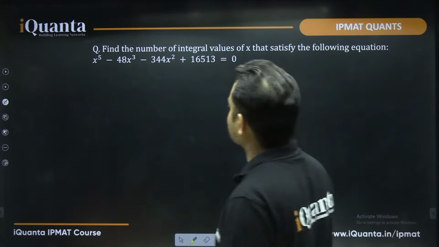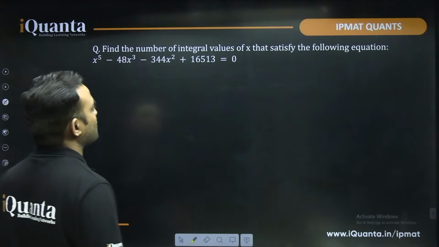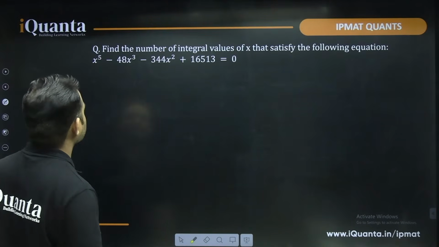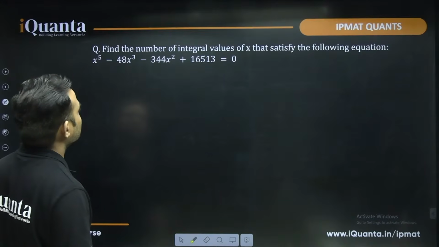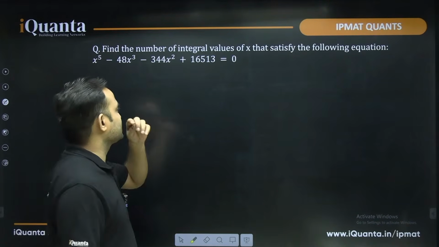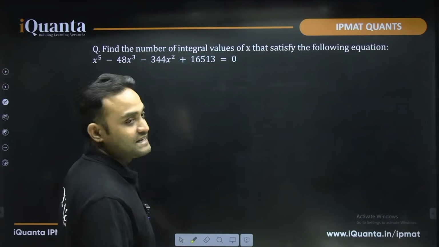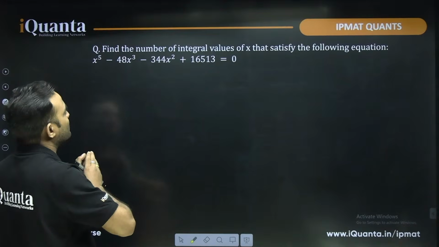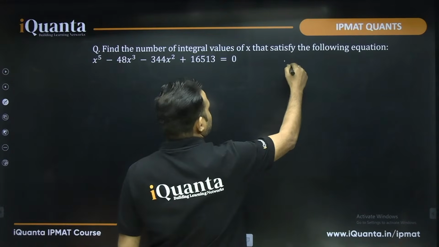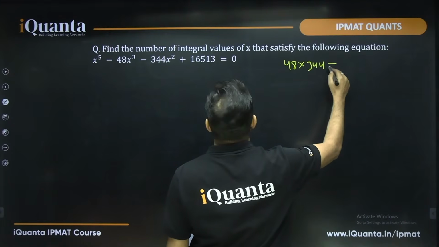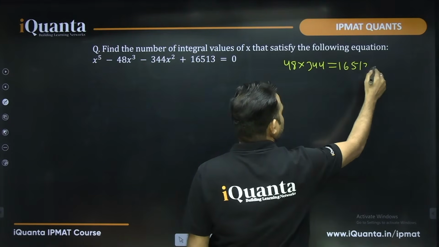Okay, let's see. Find the number of integral values of x that satisfy the following equation: x to the power 5 minus 4x cube minus 344x square plus 16,513 is equal to 0. Now these values are here for a reason. What is that reason? 48 into 344 is equal to 16,512.